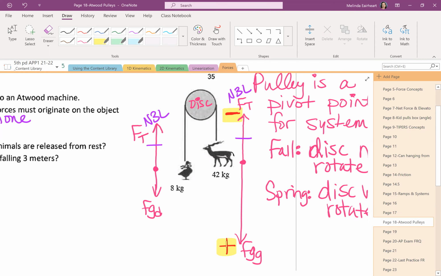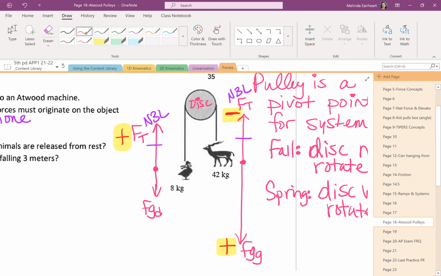Now here is where pulleys change the direction of motion. And you can think about Newton's third law in here too. If the tension on the gazelle is whatever number it is and negative, what is the tension on the duck? Whatever number it is, but positive. Isn't it a true statement that as the gazelle goes down, the duck goes up? And so the duck going up is going to be a positive tension, equal and opposite to the other tension.